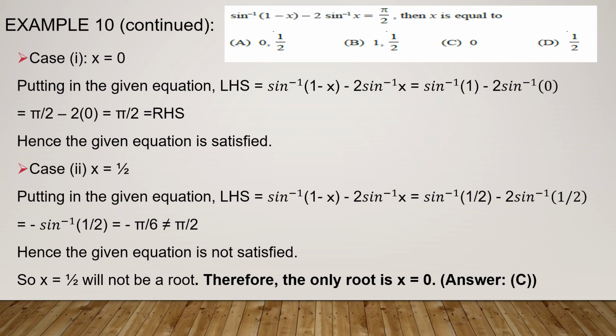So even if you have obtained two values of x, the value of x which satisfies the given equation is x is equal to 0. So your correct answer is answer C, which is x is equal to 0.